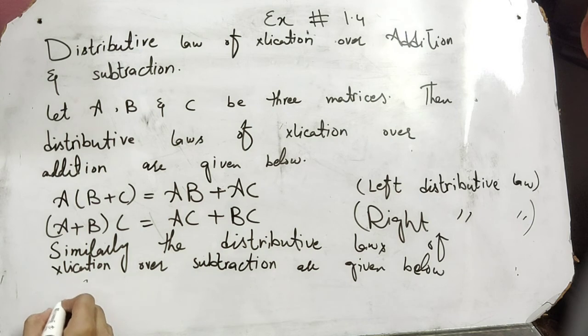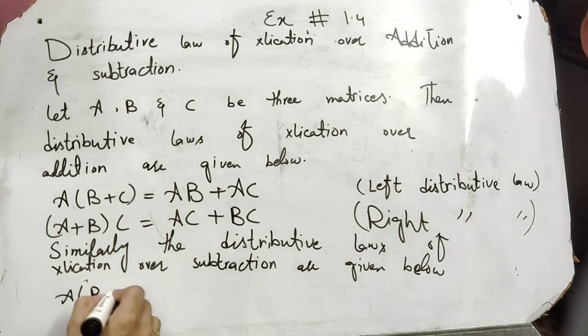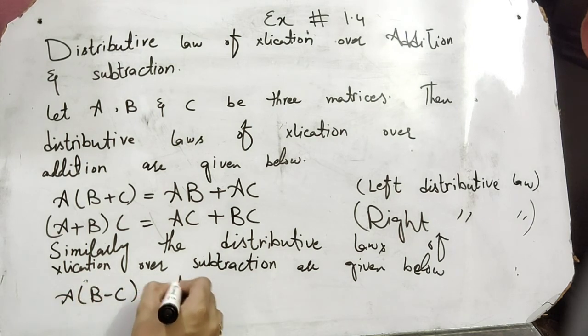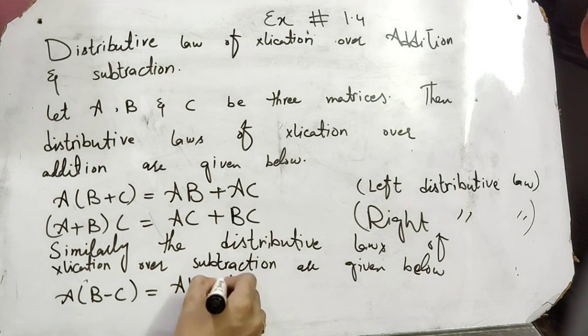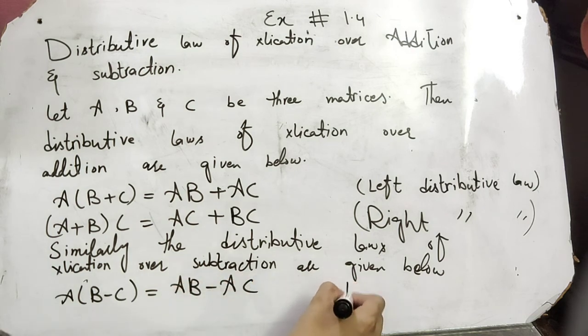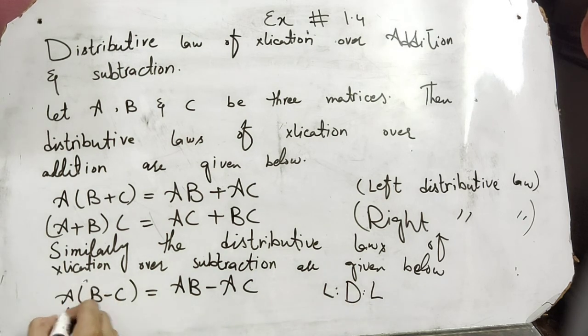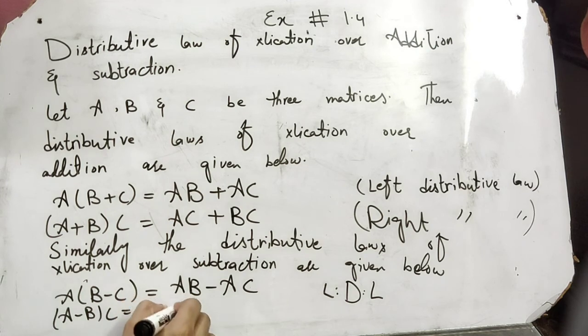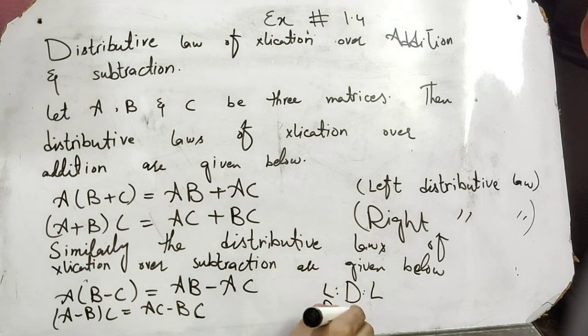This is A into B minus C, which will be equals to AB minus AC. This is the left distributive law, and the other is A minus B into C will be equals to AC minus BC. This is the right distributive law.